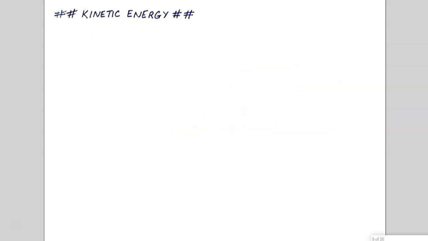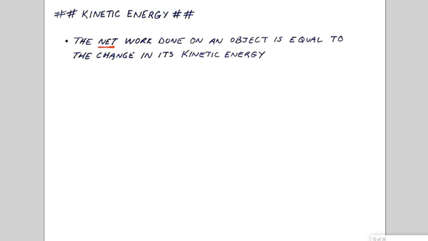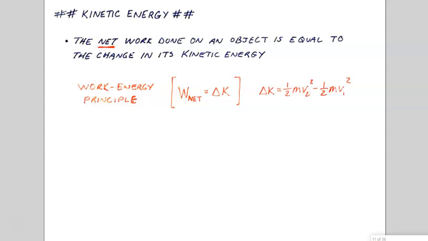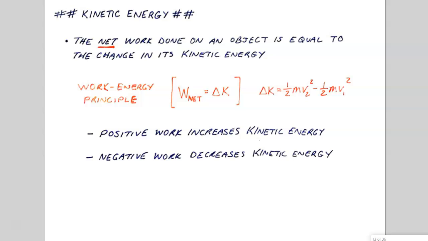Work and kinetic energy having the same unit gives us a hint about their relationship. The net work done on an object is equal to the change in its kinetic energy. This is called the work energy principle. The net work equals the change in the kinetic energy. If the net work is positive, kinetic energy will increase. And if the net work is negative, kinetic energy will decrease.